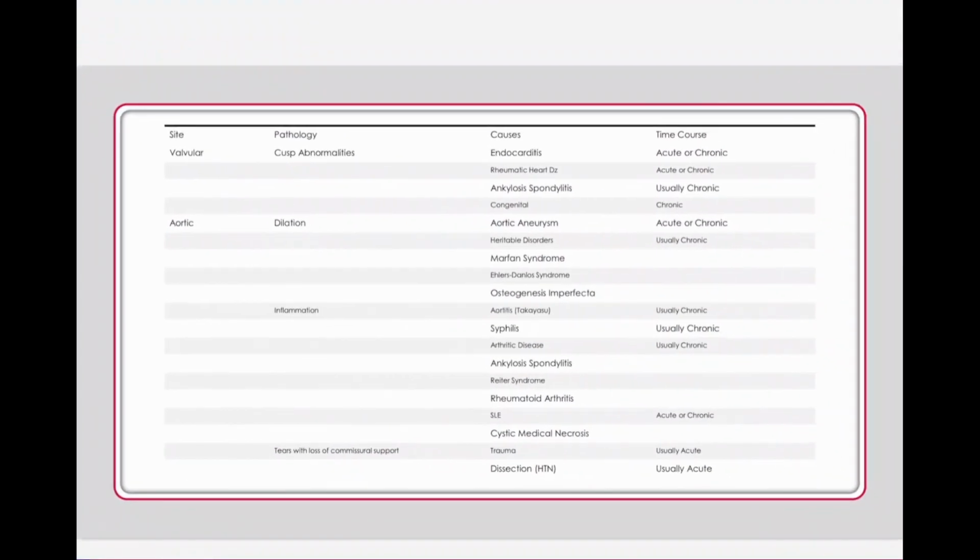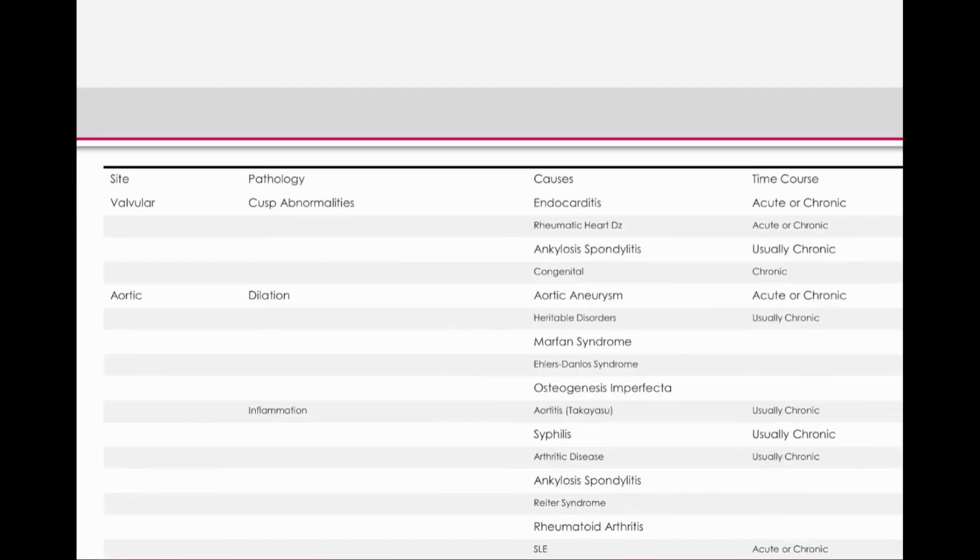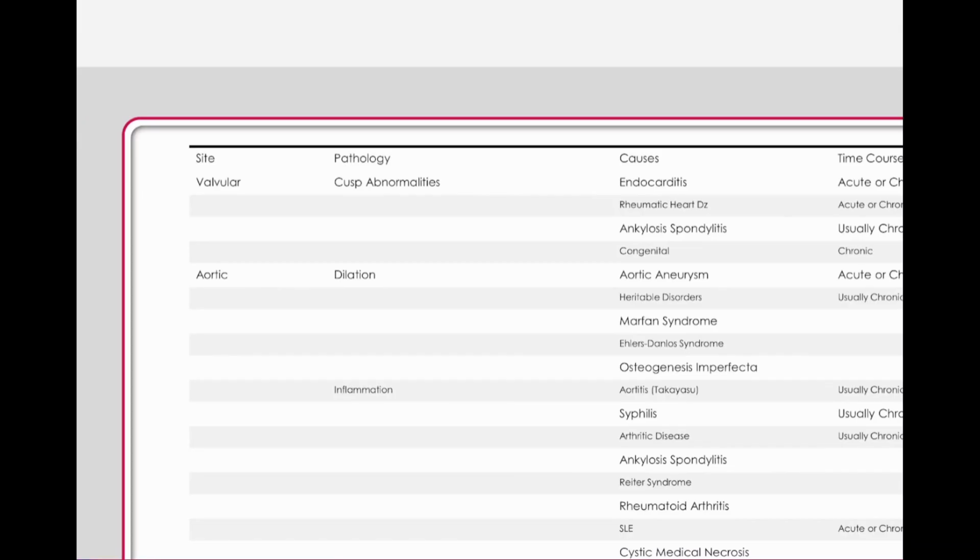These are some causes of regurgitation. If it's a valve problem itself, you have these cusp abnormalities where they don't touch anymore. These are some examples: rheumatic heart disease, congenital issues. With aortic dilation, so if we have our aortic valve, right? So we have our valves. Normally they're touching and everything's okay.